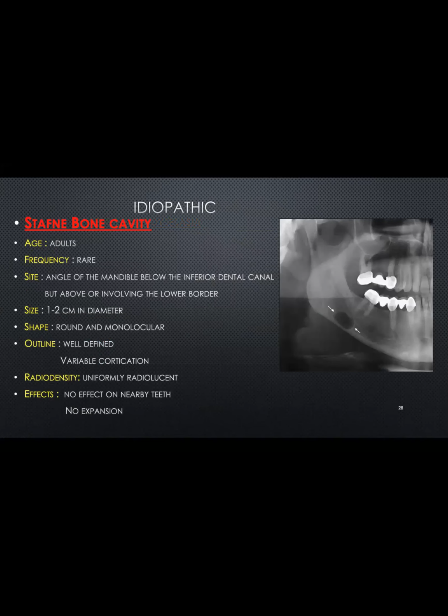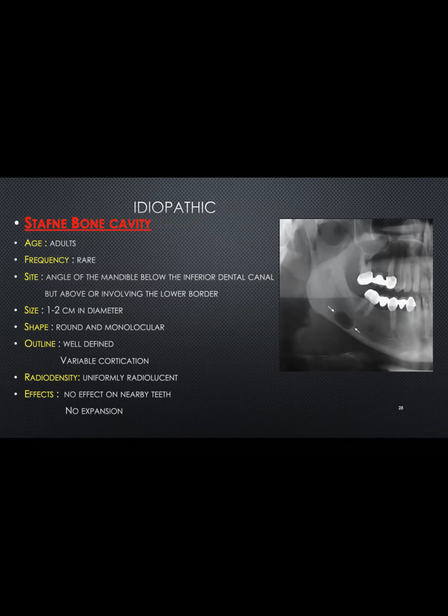Now, the last one we're going to talk about today is something idiopathic. Now, the Stafne bone cavity is a cavity or depression on the lingual aspect of the mandible near the lower border. It's frequently said to contain aberrant salivary gland tissue. Now, the age is adults. It doesn't happen that often.